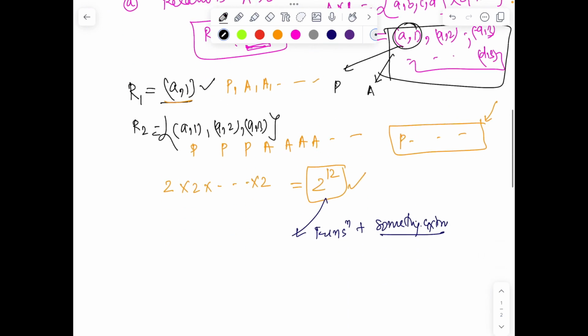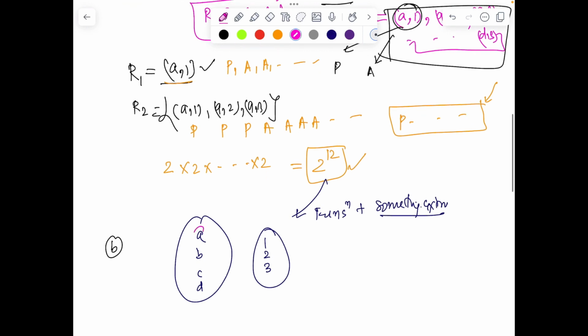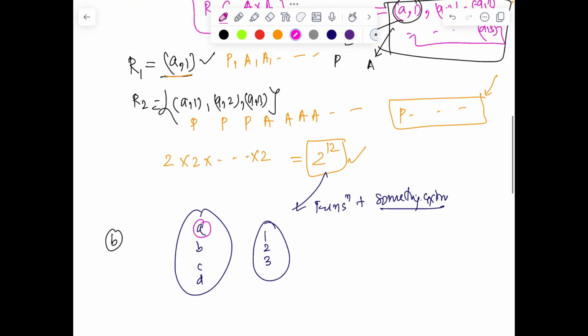So I can clearly see the number of functions will definitely be less than 2 to the power 12. So in the second case, let's find how many functions are there. So again we have A, B, C, D, 4 elements, and 1, 2, 3, 3 elements. Now for functions, A must go exactly to one element, either 1 or 2 or 3. So for A, how many choices are there? We have 3 choices.